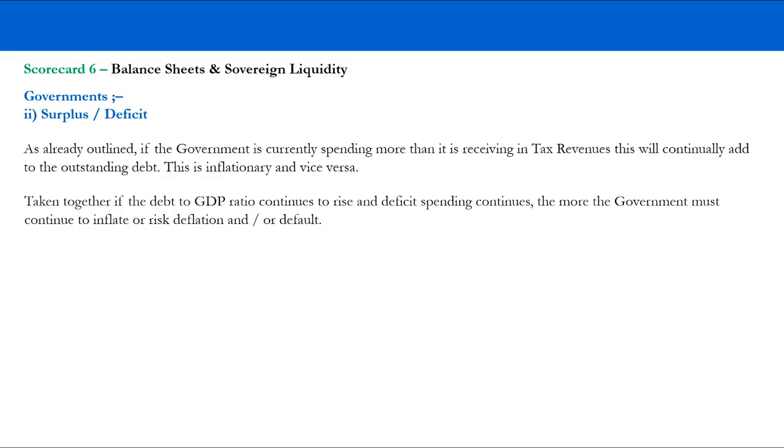Now we're going to look at whether the government is running a surplus or deficit. And as already outlined, if the government is currently spending more than it's receiving in tax revenues, this will continually add to the outstanding debt. And this is inflationary. It continues to be inflationary. Taken together, if the debt to GDP ratio continues to rise and deficit spending continues, the more the government must continue to inflate or risk deflation and or default. So this becomes, again, a self-fulfilling prophecy.